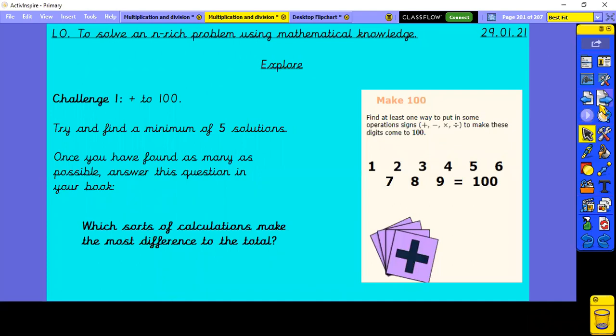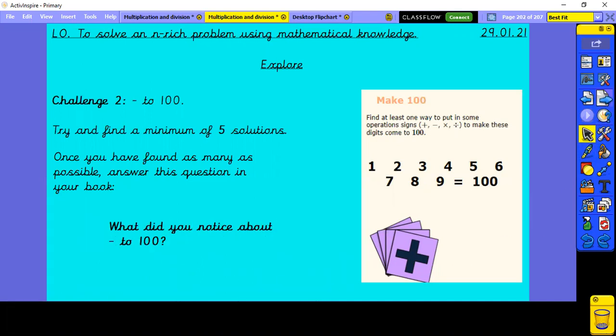So challenge 1 is adding to 100. You need to use the digits 1 to 9 to make 100 any way you can. And I want you to find a minimum of 5 solutions. Once you have found 5 solutions, minimum, you need to answer this question on the screen. Which sorts of calculation make the most difference to the total? So what did you notice about adding to 100? So pause the video to complete this challenge 1 in your maths book.